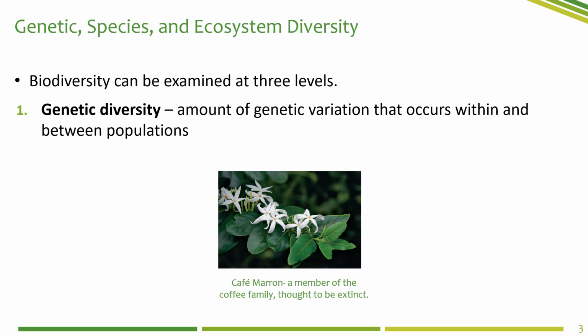So we can look at biodiversity at 3 different levels. The lowest level or most molecular level is going to be genetic diversity. So genetic diversity is going to be the amount of genetic variation that occurs within populations and between populations. So it's going to encompass how genes are exchanged among different populations and if they're not exchanged. So whether or not we have isolated populations or interbreeding populations.